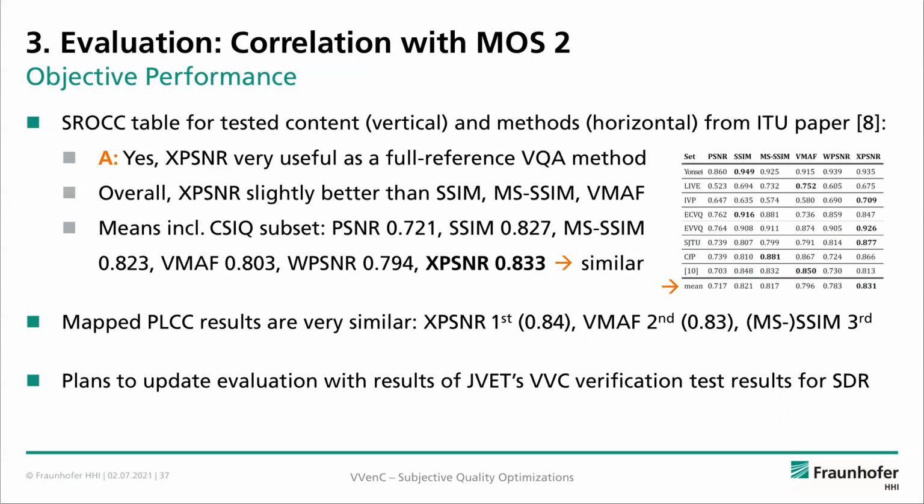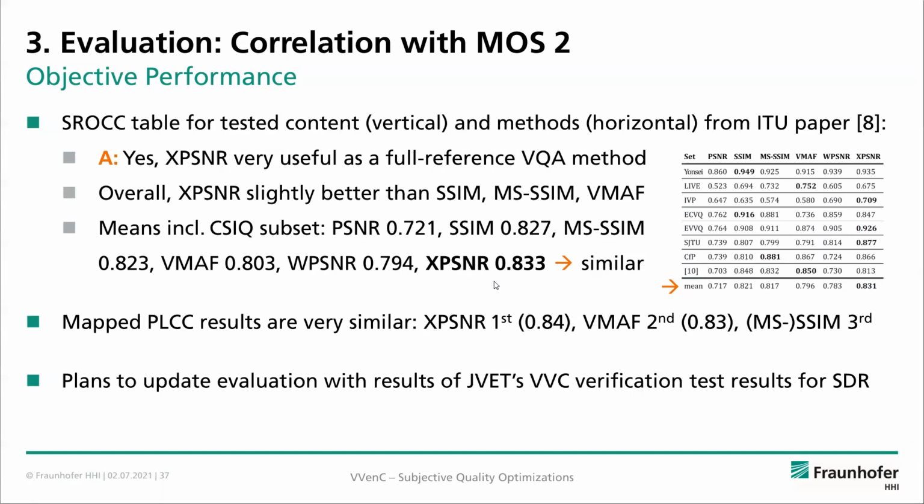Apparently, because overall the correlation numbers we get across the various data sets are slightly higher for XPSNR than they are for SSIM or VMAF. What's not included in the ITU paper is the CSIQ subset, so here are the results including that subset. The results are very similar.